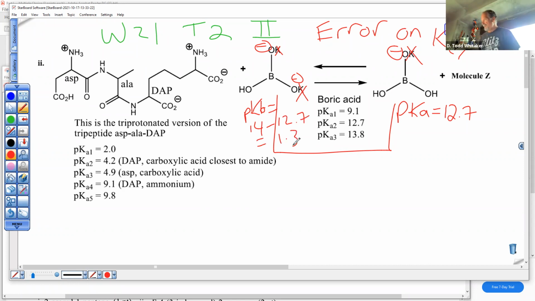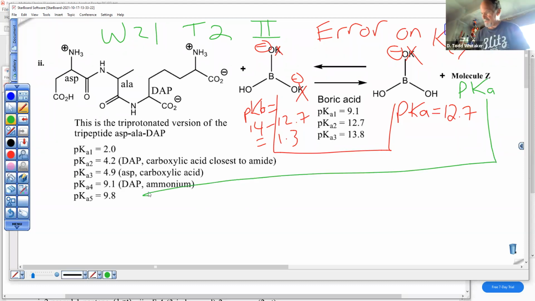There we go. That means this over here is an acid with some kind of pKa. Oh, no. Acids don't react with acids. That was ridiculous. Acids react with bases. And that means we're going to pick the pKa that's the lowest available one here. And it tells us this is the triprotonated version.